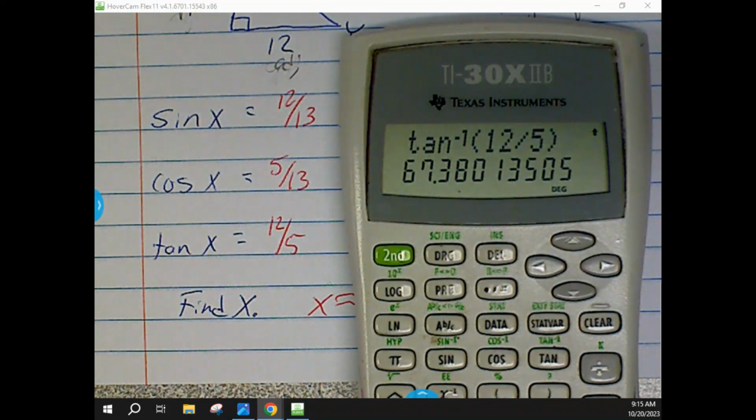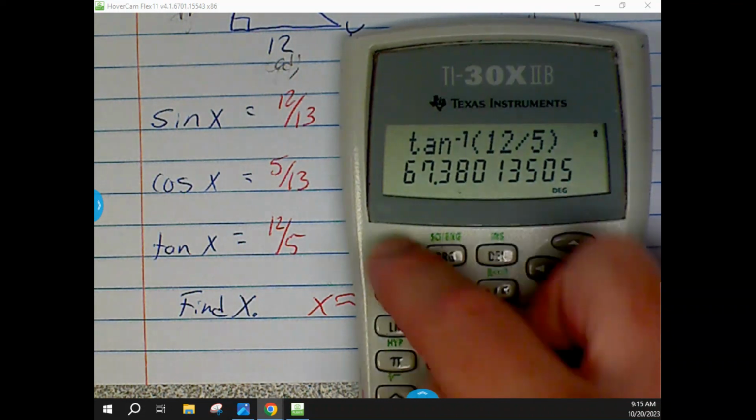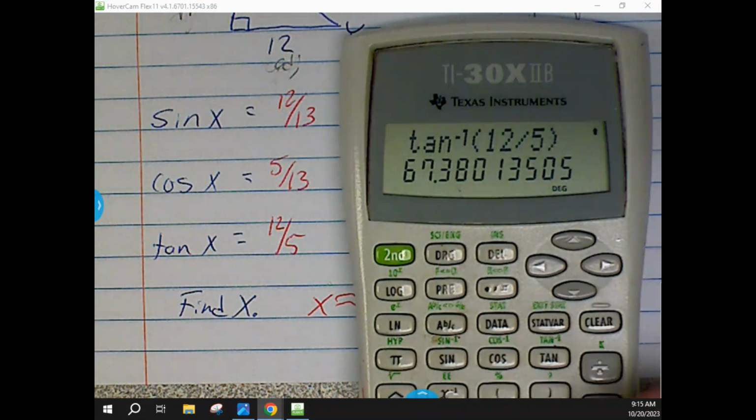Okay, so if you have to find a missing angle, make sure you hit the second and then sine, cosine, or tangent, and then you put in your ratio, and then that'll get you the angle that you're looking for there.